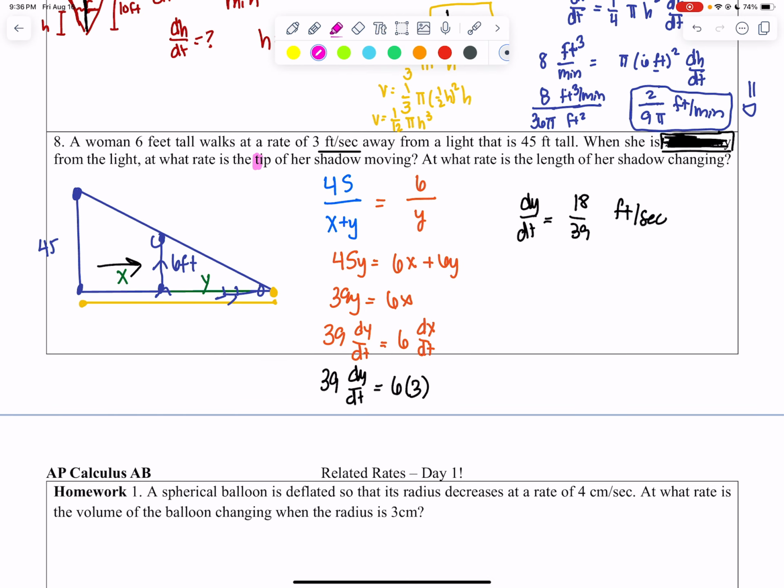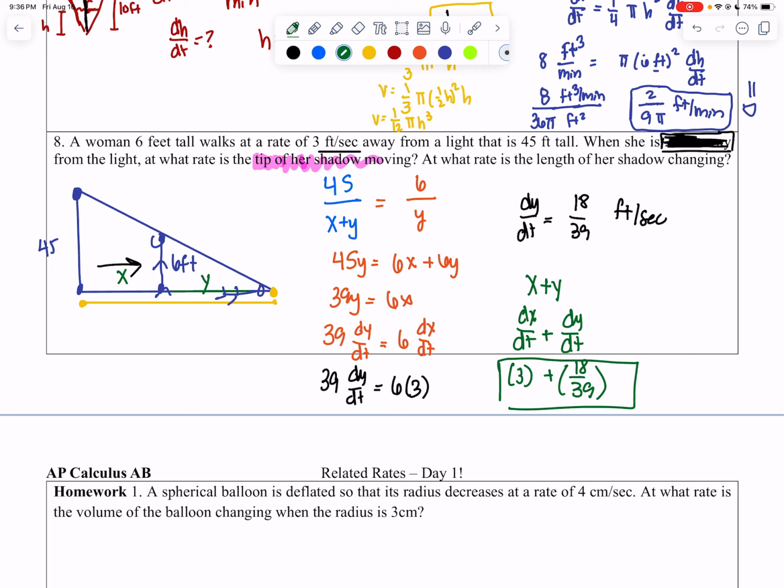Now, part A says we want to find the rate of the tip of her shadow that's changing. So to find that, we know that that was x plus y. And if I were to take the derivative of that, that's dx/dt plus dy/dt. We already know that information. dx/dt is 3 and dy/dt is 18 over 39. So all of this right here represents the tip of her shadow moving.